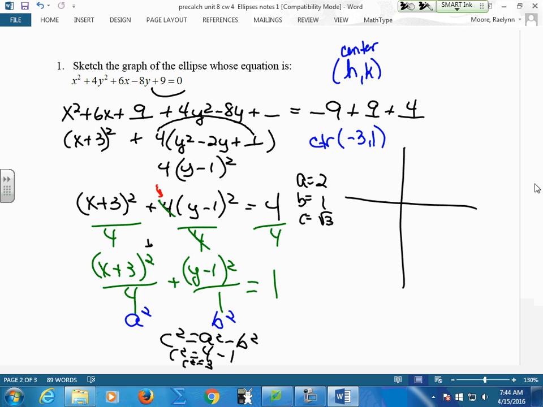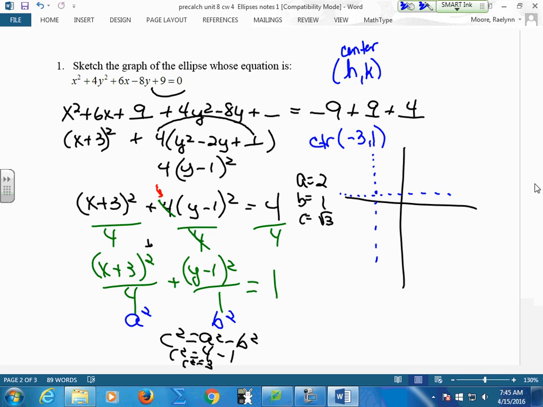So we're going to start with your center, and we're going to say negative 3, 1. This is where your center goes. So technically you translated this axis. It's easy to work with if you make your axis like this, because this is where you're going to go off your points. Now, a is the major axis. So going in x is where I'm going to be more oblong. I have to go 2 units to the right and 2 units to the left.